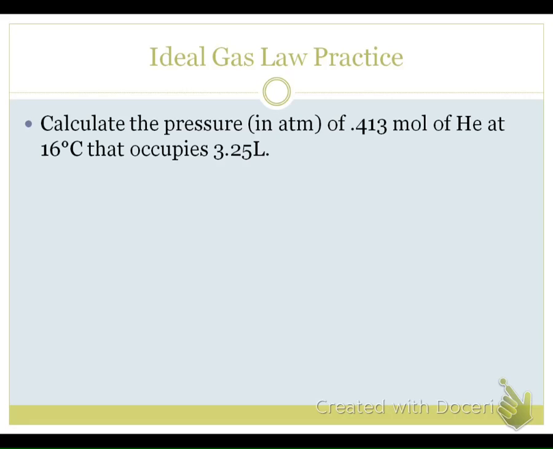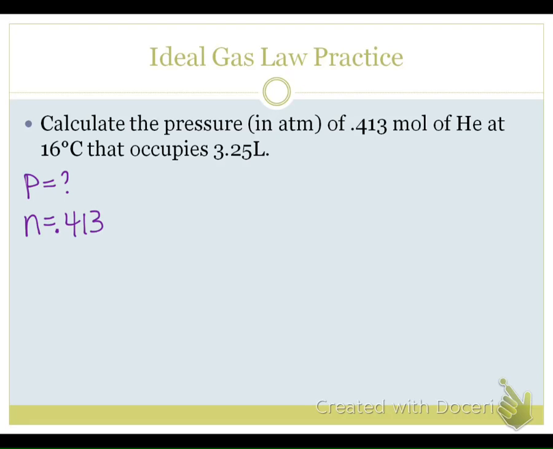All right, let's try some. So it says we want to calculate pressure. We want to find pressure, so that's going to be our variable that we're looking for here. So we'll just give our P a question mark. What's the 0.413 tell us? What variable? N. Yeah, that's our number of moles, so 0.413.